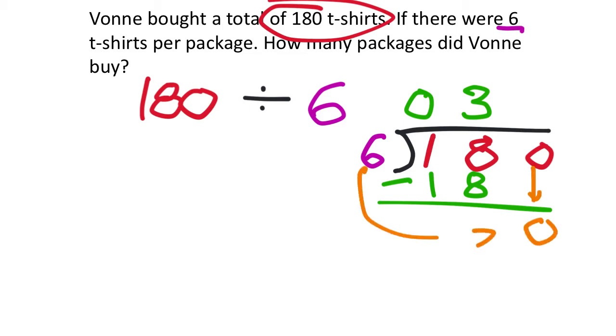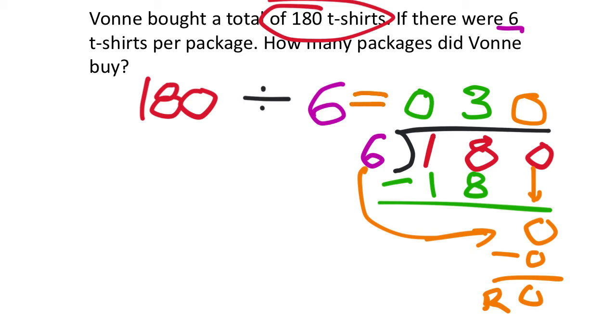And 6 is not going to go into 0. How many 6s are there in 0? There's none. So we get a 0 out of that. 0 times 6 is 0. You could say you got 0 remaining, but I think that last operation on the long division was obsolete. So 180 divided by 6, I'm going to get rid of that 0 just so this looks pretty. We get 30.